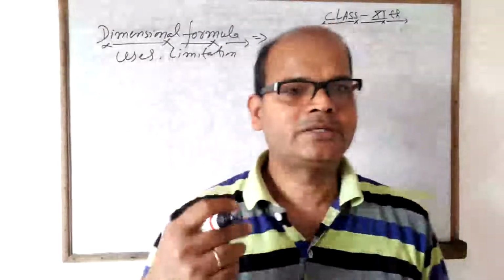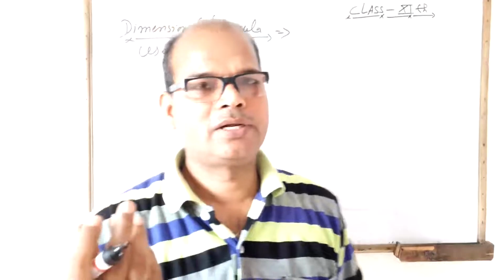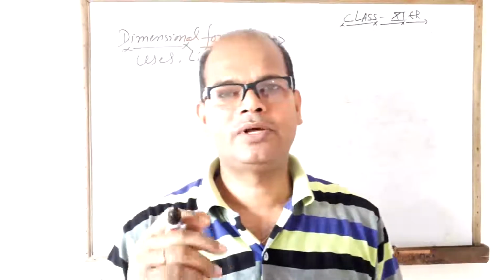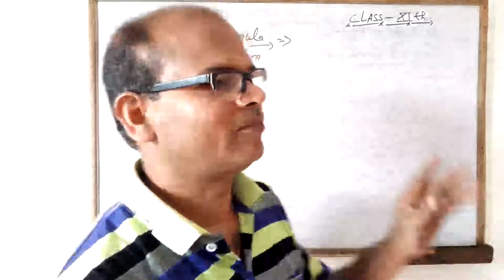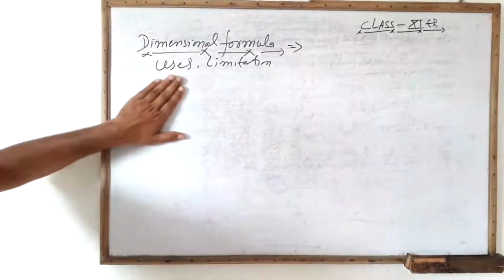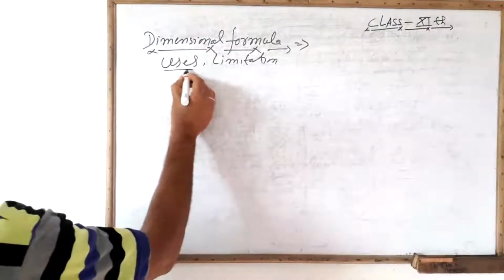And acceleration, what is acceleration? Velocity upon time, so L T inverse upon T becomes L T inverse 2. This is the dimensional formula of this physical quantity. Now I am discussing the usage. These are the most important points.